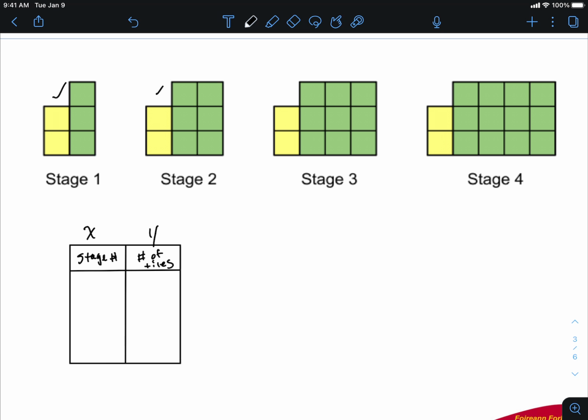Additionally, some fancy math terms that we use, we call this the independent variable, and we call this the dependent. We're going to see this in a couple minutes too. The number of tiles that you see or count completely depends on which stage number you're in. That's where that comes from.